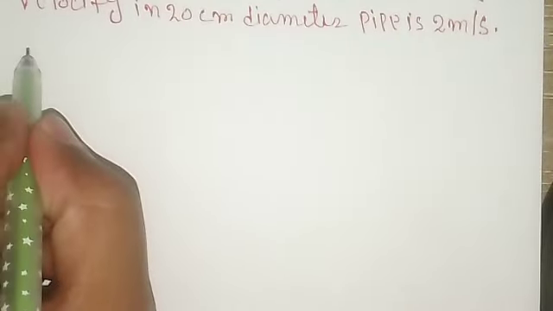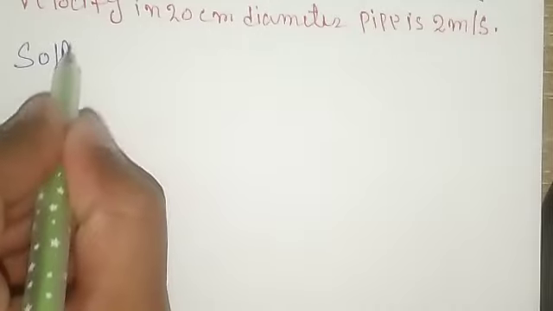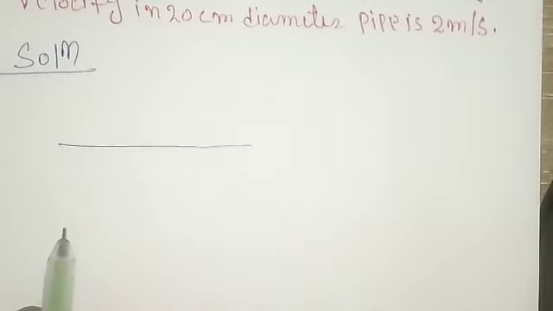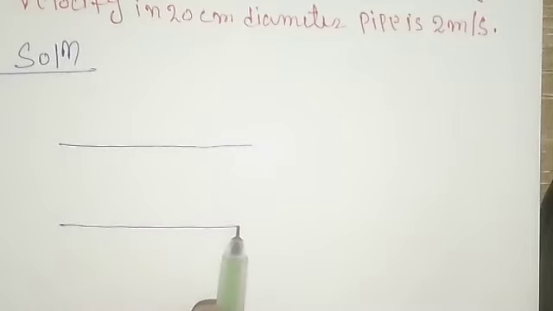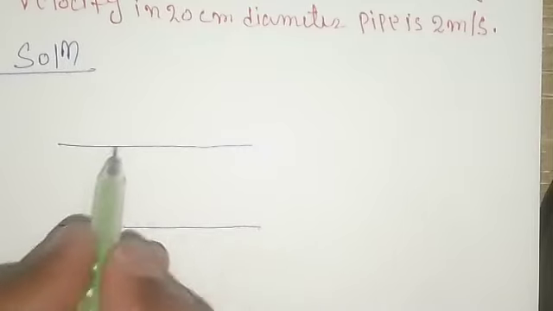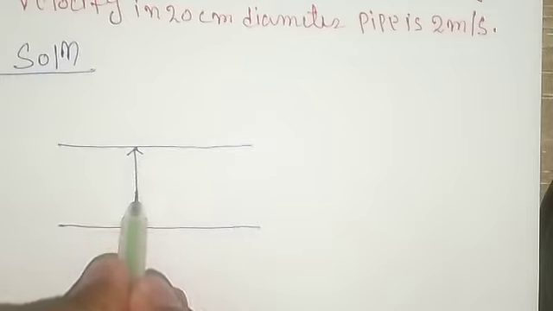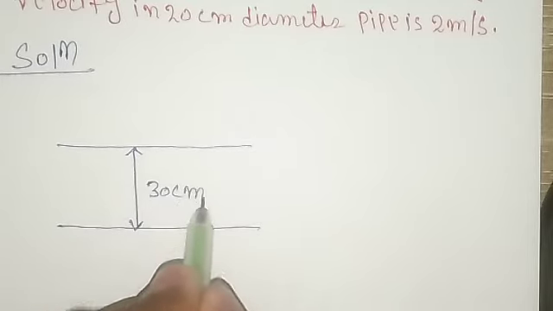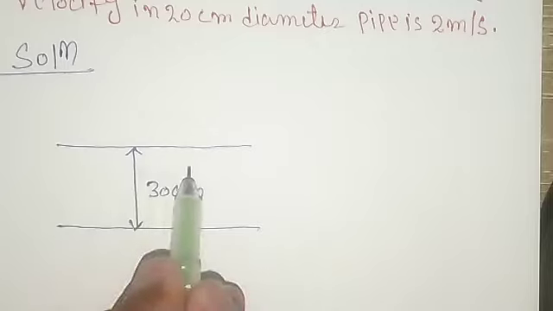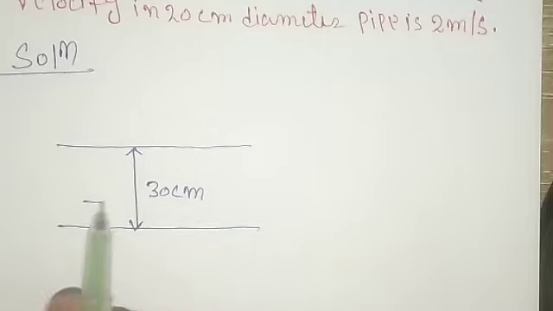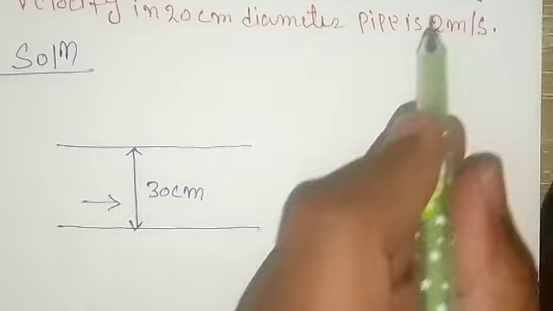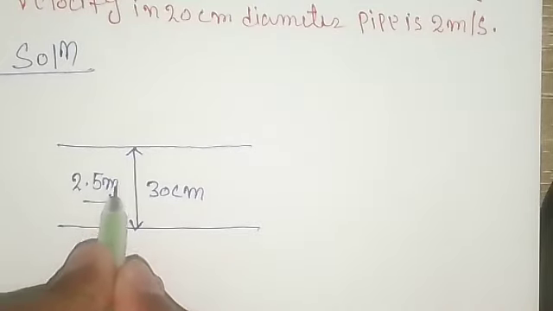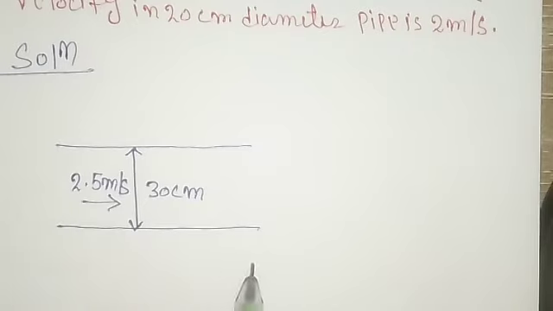So here we go, the solution. You have one pipe, the main pipeline, whose diameter is 30 centimeters. I'll specify the dimension also. This is the 30 centimeter, and the fluid is flowing in this pipe with a velocity of 2.5 meter per second, which is given in the question.